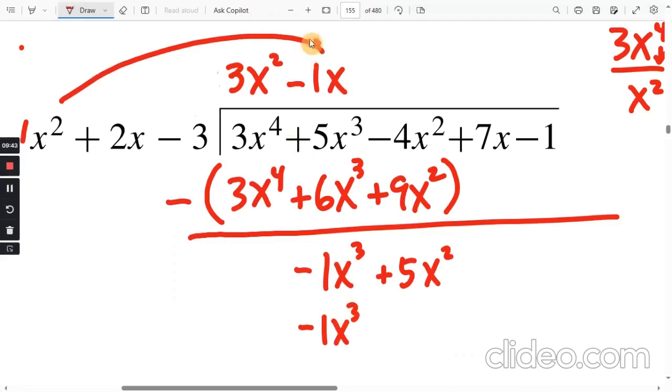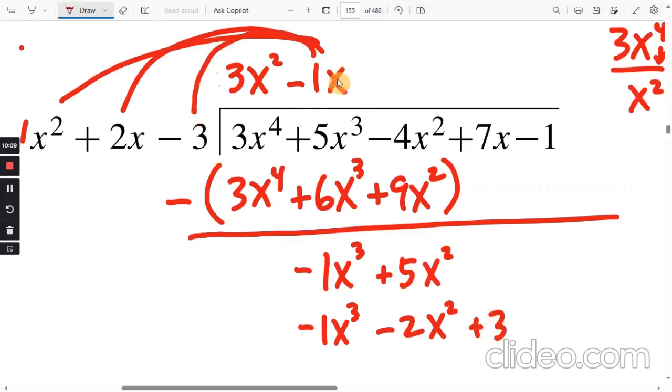Negative 1x times 2x, we'll do the coefficients separately. Negative 1 times 2 is negative 2, and x times x is x squared. And finally, negative 1x times negative 3. Negative 1 times negative 3 is positive 3, and we have x here and no x, so it's just an x.